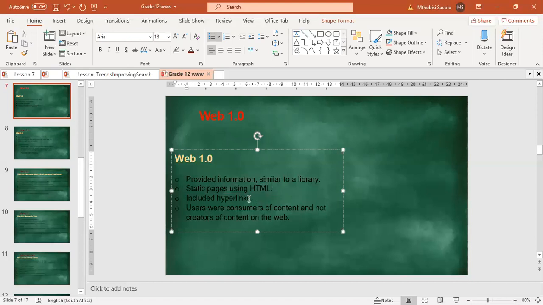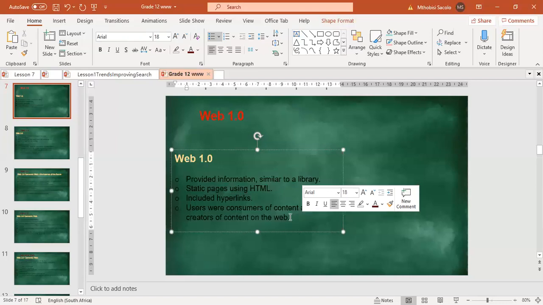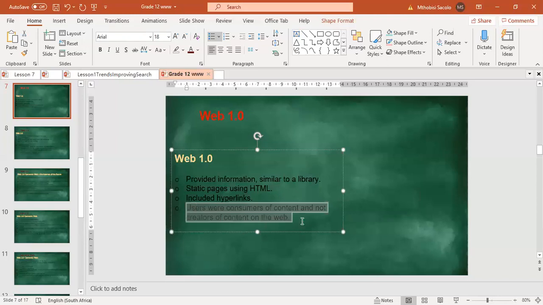Even web 1.0 does include hyperlinks. Users are consumers of content and not creators of content. So what is happening here in web 1.0 is that the users are consumers of the content, but not the creators. Which means the webmaster is the only one who can create content here. The rest are users, only consumers of content.